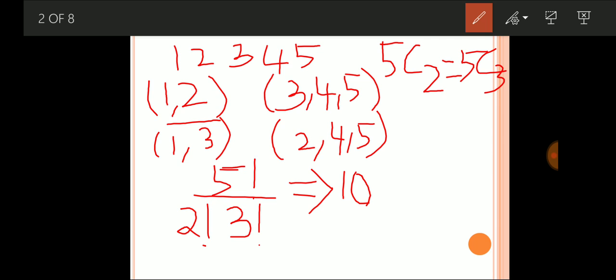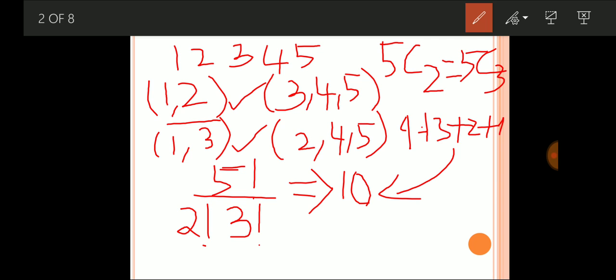We'll cross-check. If I choose 1, 2, the ways I could choose 2 numbers are 1-2, 1-3, 1-4, 1-5, which is 4 ways. Then 2-3, 2-4, 2-5, which is 3. Then 3-4, 3-5, which is 2. Then 4-5, which is 1. So we have 4 plus 3 plus 2 plus 1, and the number of ways is only 10. The similar answer is what we've got here.